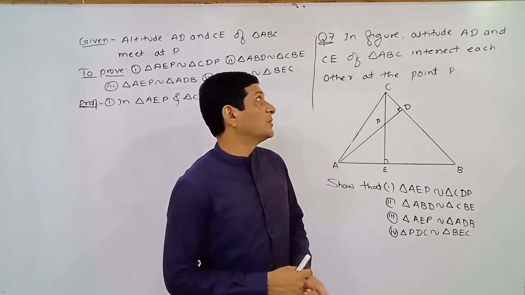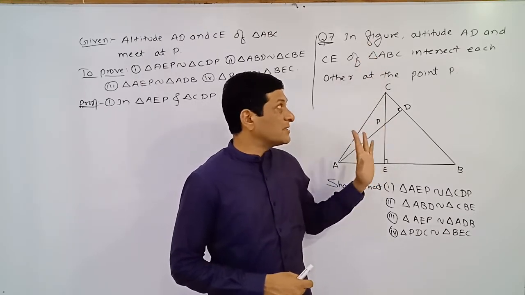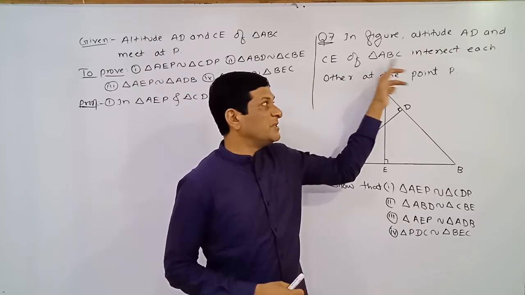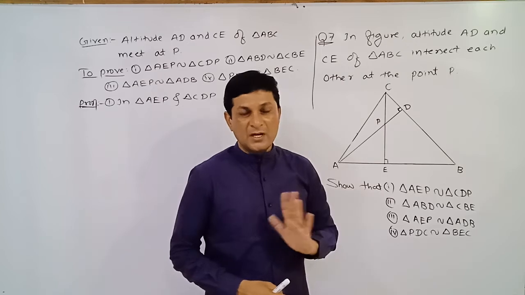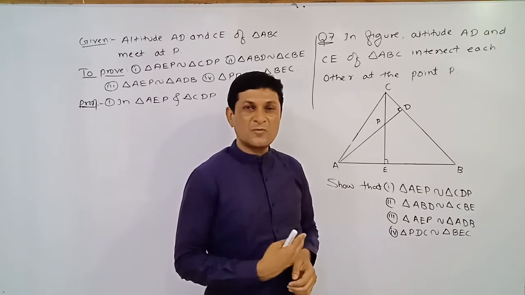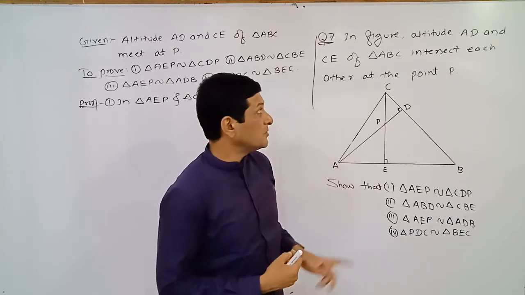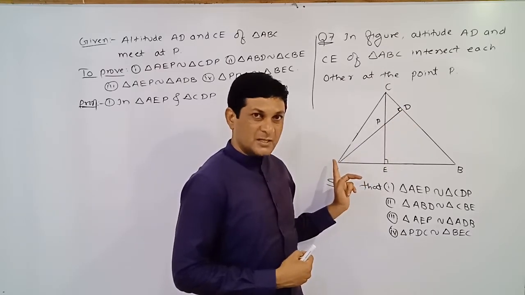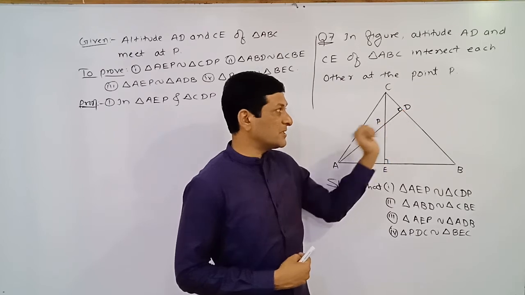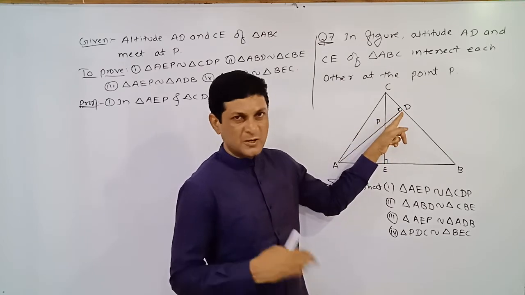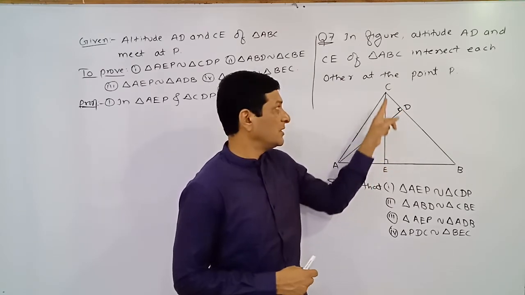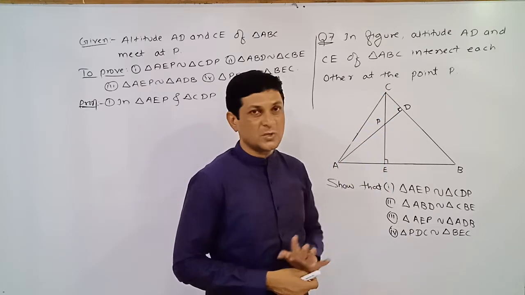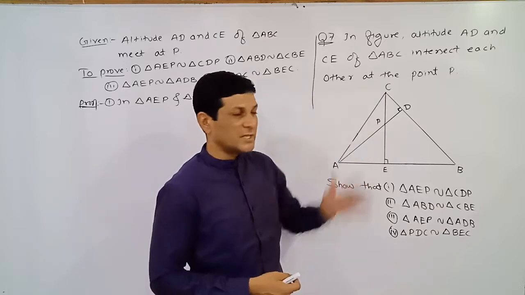Observe the condition in question number 7. One figure is given to us. In this figure, the altitudes AD and CE of triangle ABC intersect each other at point P. Altitude means a perpendicular drawn from a vertex to its opposite side. So altitude AD is a segment drawn from the vertex perpendicular to its opposite side. AD is an altitude, or in other words, the height also. CE is also an altitude, and these two altitudes intersect each other at point P. This is the given condition.